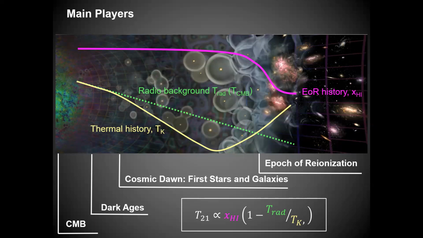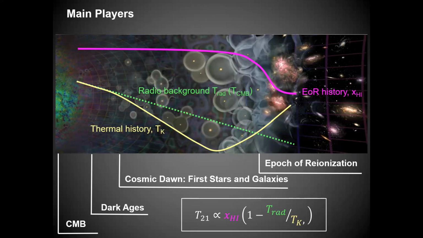So in this plot here, the green line shows how the CMB temperature cools down as the universe expands. Gas and also radiation cool down because of the expansion. But the cooling rate, due to thermodynamical properties, is different in gas and photons. Gas cools down faster, so this yellow line shows how gas cools down. For most of the thermal history of the universe, the gas is colder than the radiation, so we would see 21 centimeter in absorption.